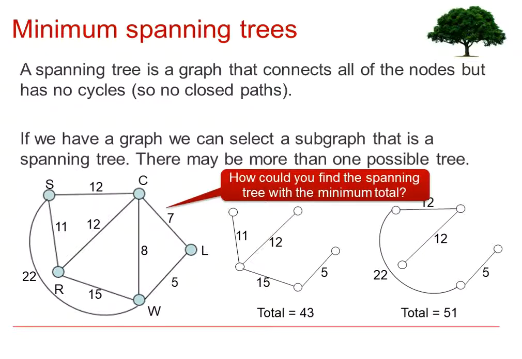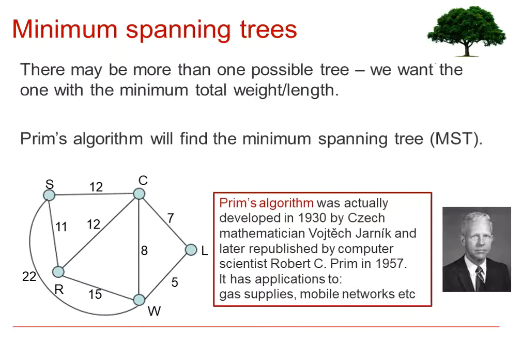So the question is, how can we find a spanning tree with a minimum total without looking at all the different possibilities? Prim's algorithm was actually developed in the 1930s, but later republished by computer scientist Robert Prim in 1957. It has applications to things like gas supplies, water supplies, mobile network signals, where you only need one access to the supply without having multiple access points.